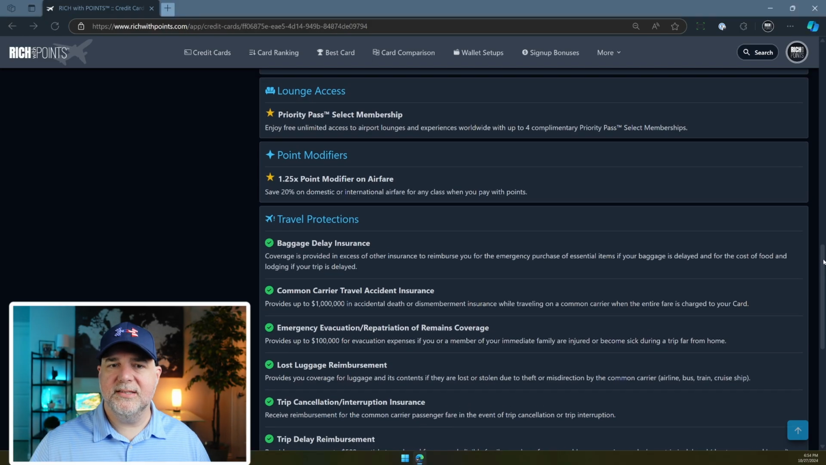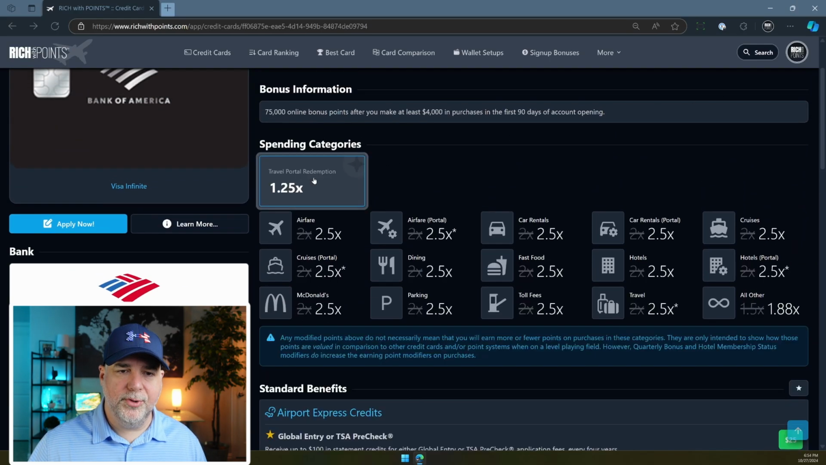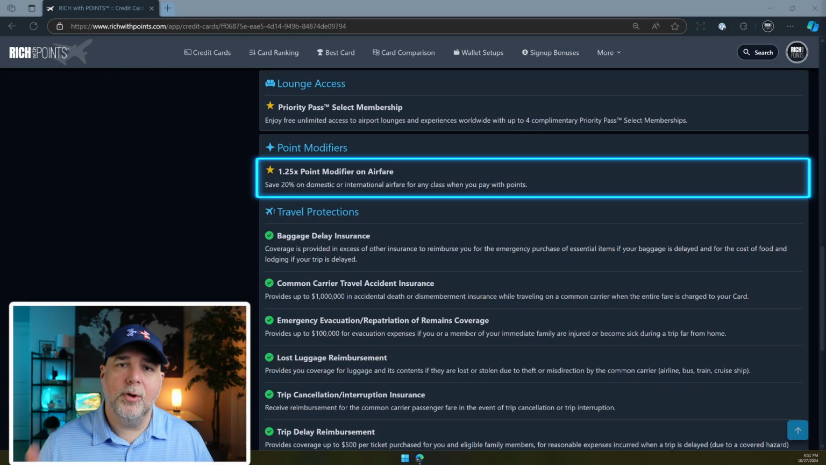And so what that means is essentially when you're using those points in the travel portal, they're going to be 1.25x. So instead of getting 2x for travel, you're getting 2.5x. Same with dining, and then you'll be getting 1.88x on everything else. So long story short, 1.25x for booking with points in the travel portal on airfare with this card.